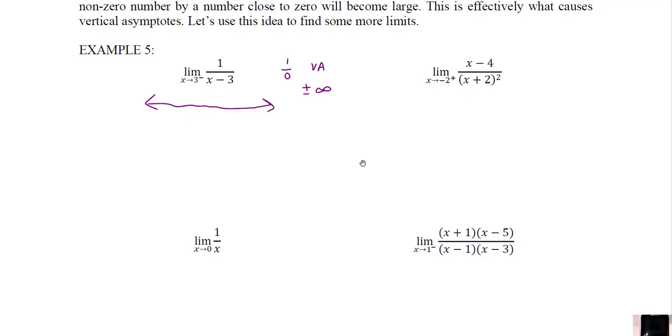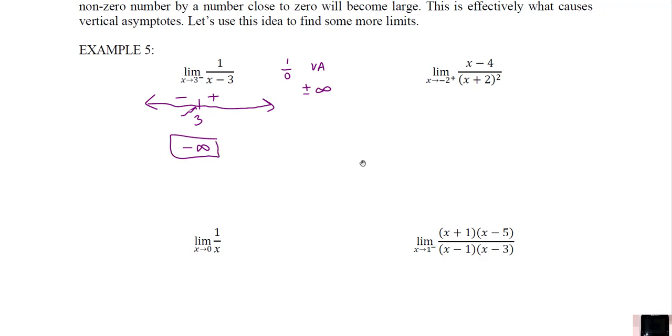So let's make a number line. On that number line, I'll put the number 3, and then I'll test the intervals to determine if this rational function is positive or negative. On the right-hand side, we know it's positive. Plug in a number bigger than 3. And on this side, it would be negative. And so as I approach 3 from the left, I'm on the negative portion, so my answer is negative infinity.